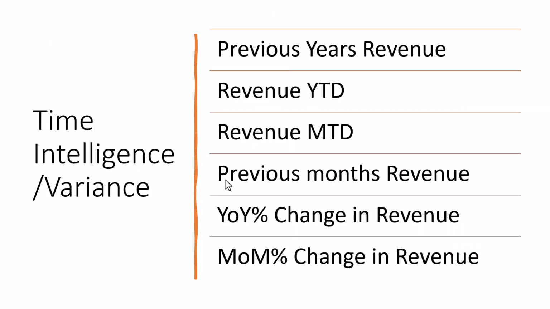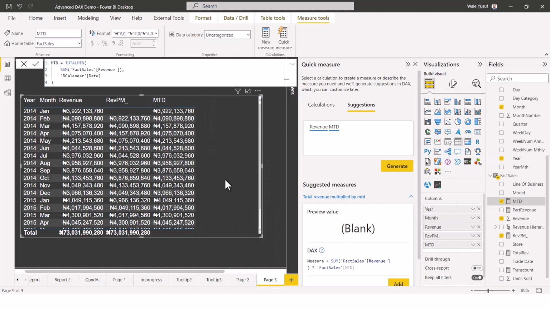Okay, so I have variance formulas here too. How do I calculate my year on year? How do I calculate my year on year percentage? How do I calculate my month on month? How do I calculate my month on month percentage? It's actually very simple. I just need to come here. Let's start with month on month. So I'll just do MOM percentage change.